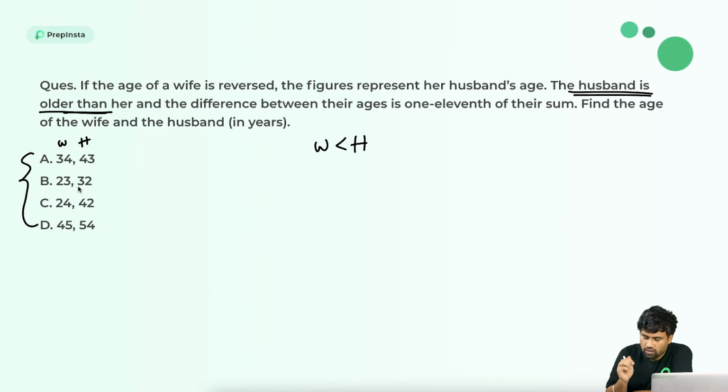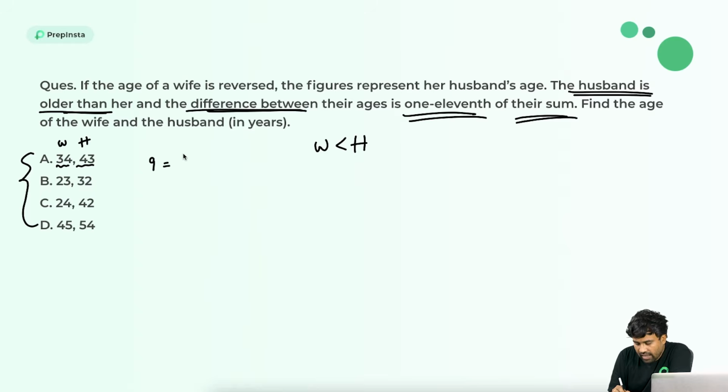Okay, so just look into the options now. How can we solve? According to the question, the difference between their ages is 1/11 of their sum. So what is the difference between the first 2 options? 34 and 43, difference is 9. 9 should be equal to 1/11 of the sum of their ages. The sum is 34 plus 43, which is 77. 11 cancels it 7 times. 9 is not equal to 7. So option A is not your answer.